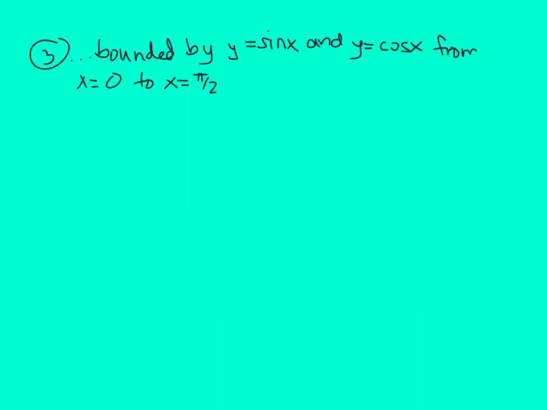So for this next example, this is going to get a little bit harder, and it's not just because there's a sine and cosine, although that certainly does make the problem more challenging, but also because there's going to be an extra step. So I would like you, on your own, to pause the video and try to graph y equals sine x and y equals cosine x on the same axis.